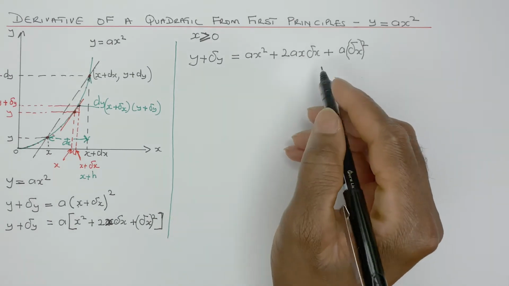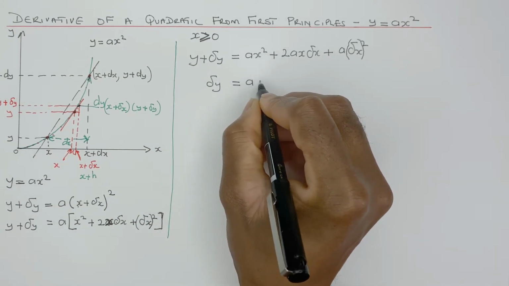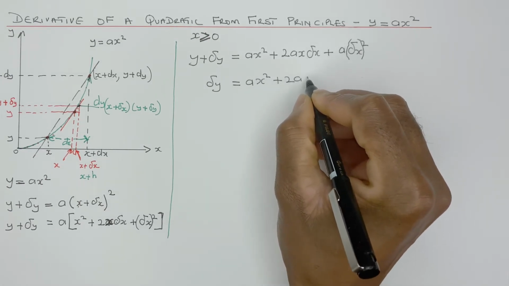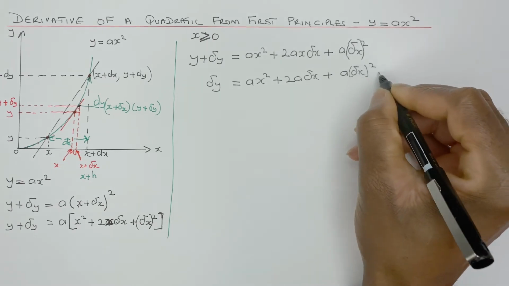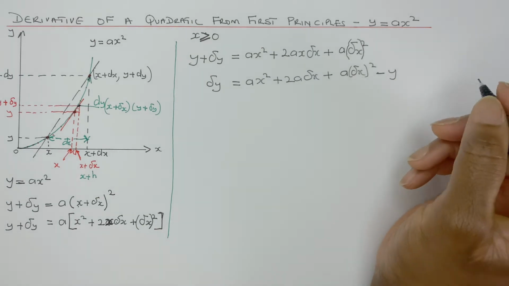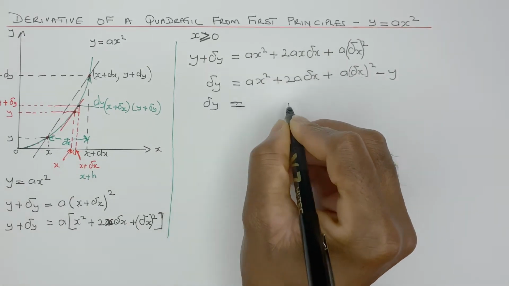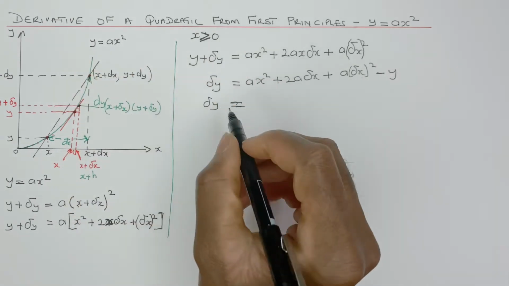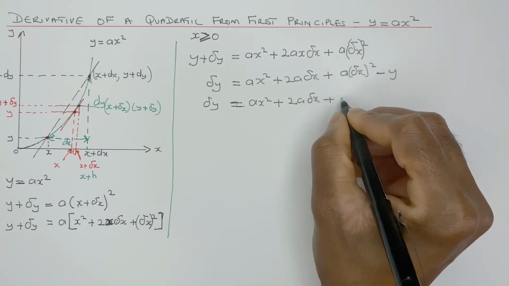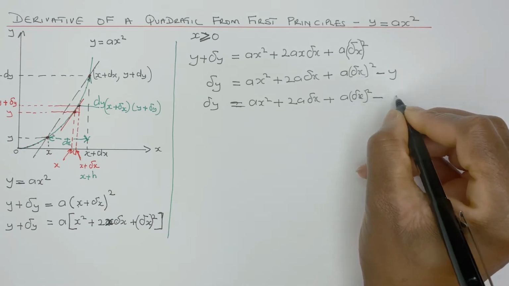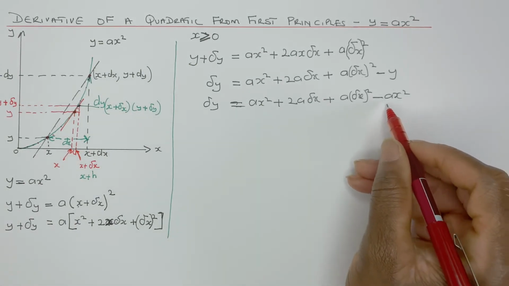Now what we need to do is take the y to the other side. So delta y equals ax squared plus 2ax delta x plus a delta x squared minus y. So what I've done is I've taken the y from there to there. I've subtracted y from both sides. Delta y equals, so y is ax squared. So that's ax squared plus 2ax delta x plus a delta x all squared minus ax squared, because y is ax squared. Well, the ax squared terms will cancel out, right?